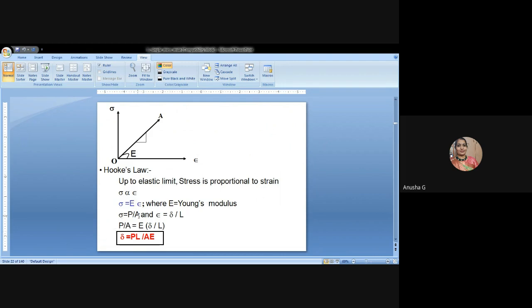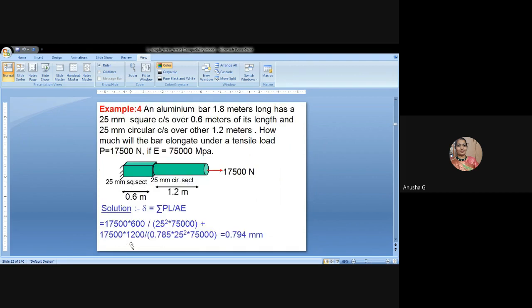Next, stress is load by area and strain is change in length by original length. P by A equals E into delta by L. If you want the change in length, delta equals PL by AE. This is the formula to find the change in length or change in diameter of that rod. That is, delta equals PL by AE.